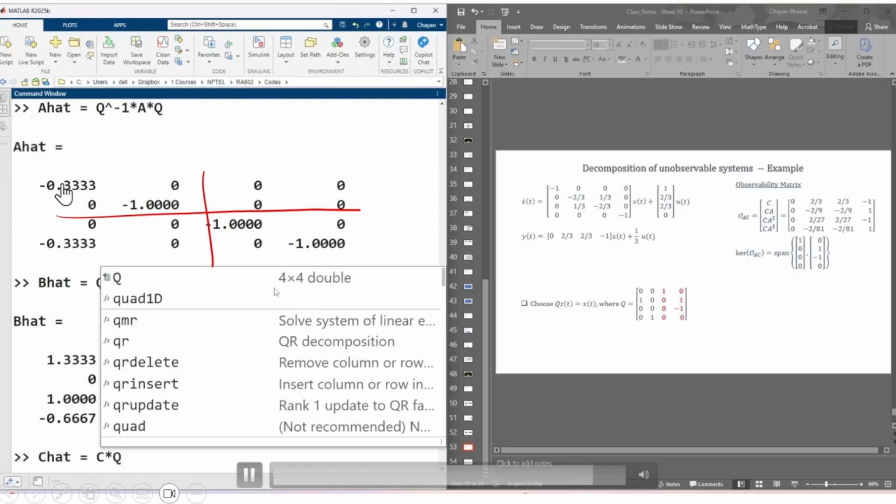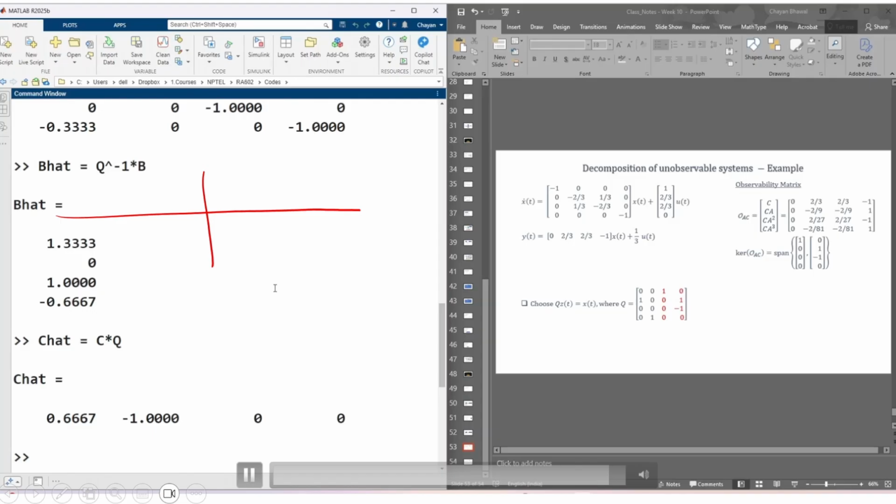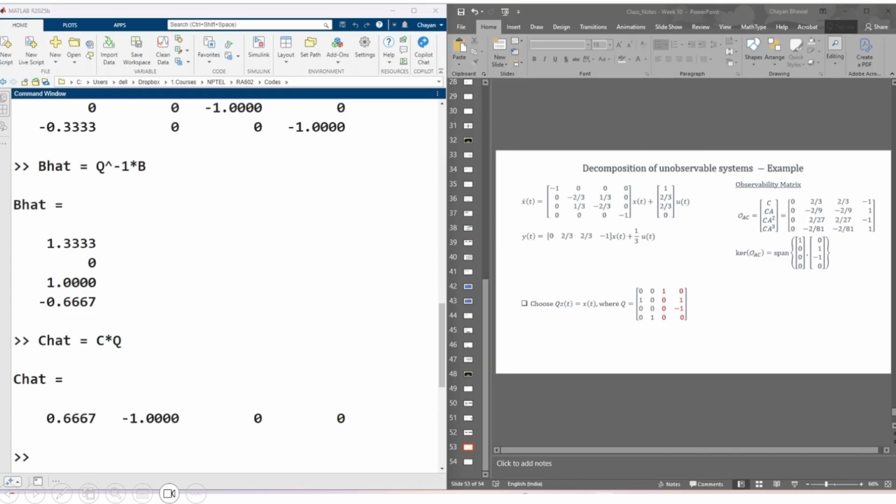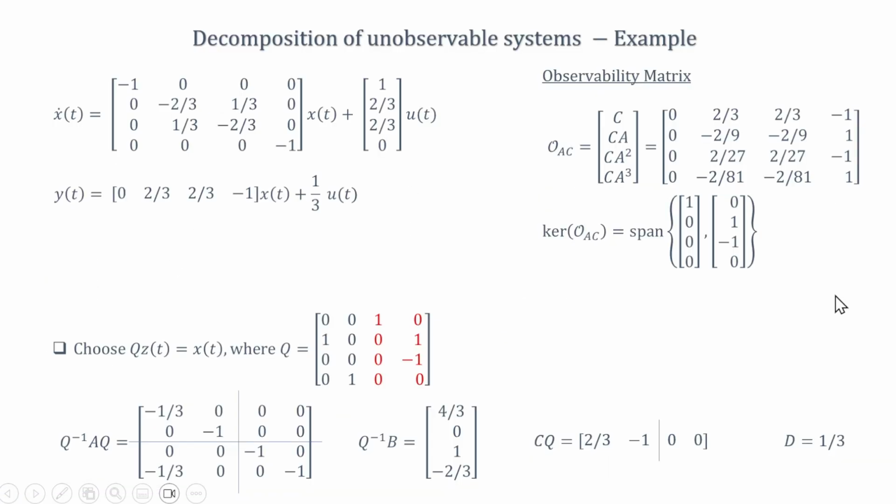And you can see the C hat matrix also has a nice structure. So as a whole, this is what you get. The Q inverse AQ matrix will come out to be this, Q inverse B came out to be this, CQ was this, and D was this. And you can see that this part is AO, this is your AUO, this part is C1, this is your 0, right? Now what information can we get from this canonical form?